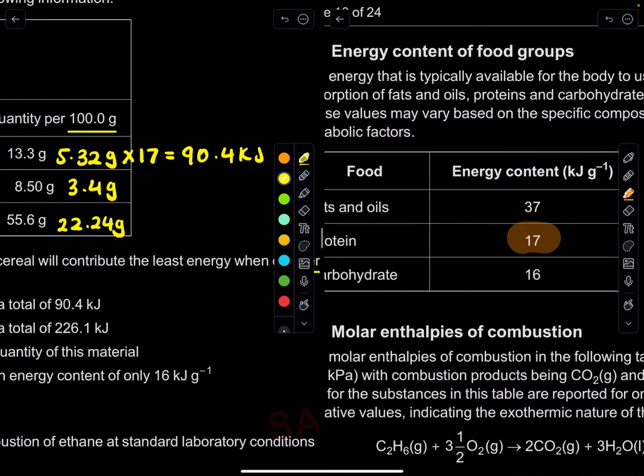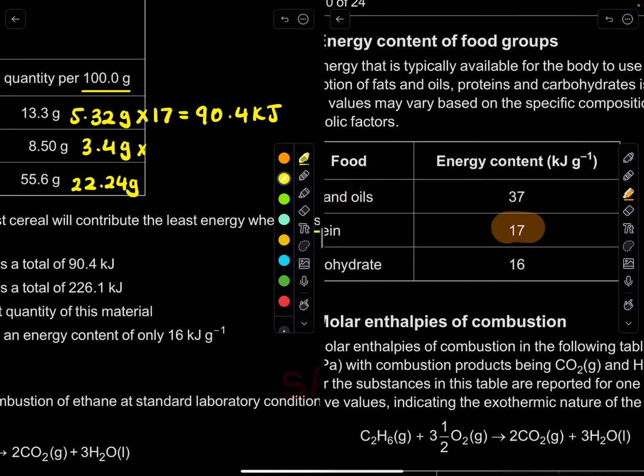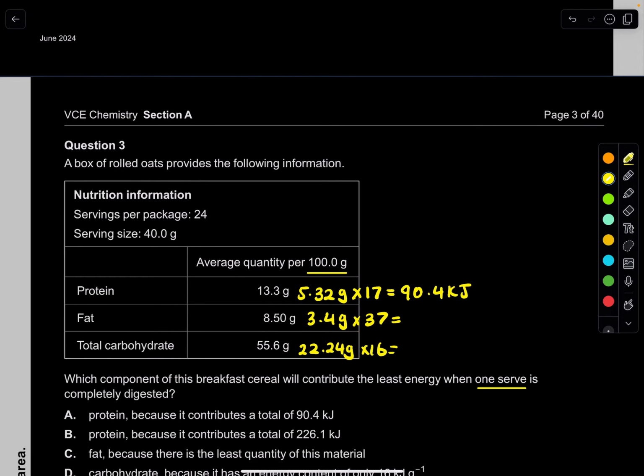They're only releasing 90.4 kilojoules. So let's do that also for the fats. For the fats, it's multiplying by 37. And for the other one, it's multiplied by 16 for the carbohydrates. Done. All right. So 3.4 times 37 is 125.8 kilojoules. The other one is 22.24 times 16, which is 355.84 kilojoules. So having a look at these, what do we see?